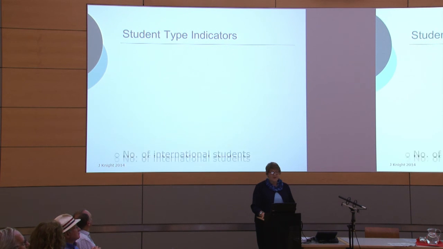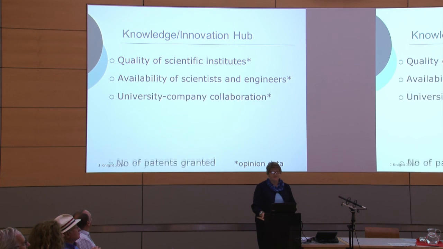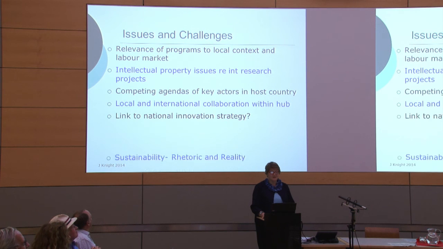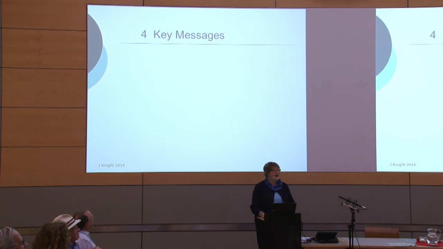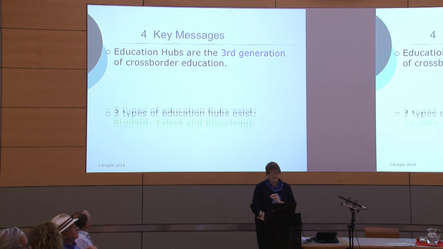So with that, I will finish and not look into indicators. Did you get all that? Good. And did you get the issues and challenges? Good. End up with the key messages. Key messages being this is a third generation that builds on first generation of people mobility, second generation of program and provider mobility.